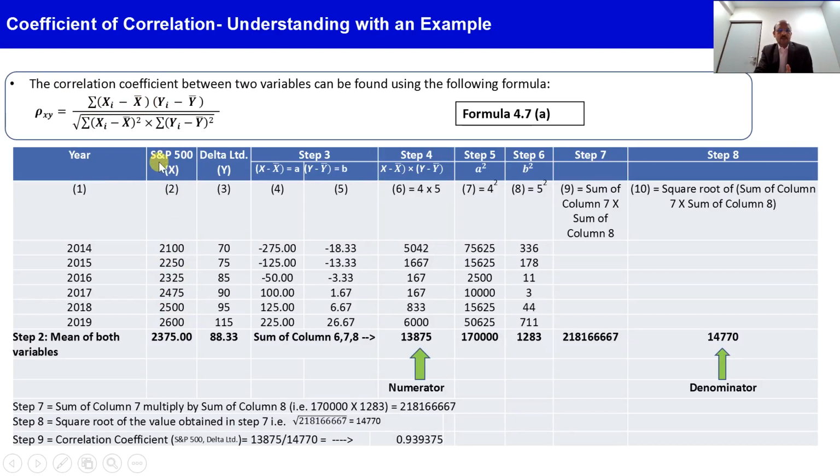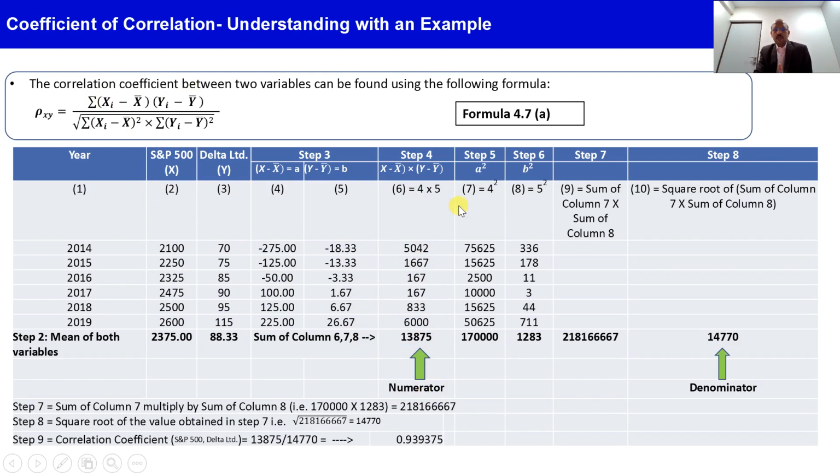Taking the same example of S&P 500, we took the value here and delta limited price as y variable. So we had the value here. Now x minus x bar, which we calculated in the previous step for calculating covariance, we get the difference of each x value with the x bar and each y value with the y bar. So we get x minus x bar here as a and y minus y bar as b. We got the difference, and in step 4 we multiply x minus x bar times y minus y bar for each value. So we get here 13,875, which becomes our numerator for the formula here.